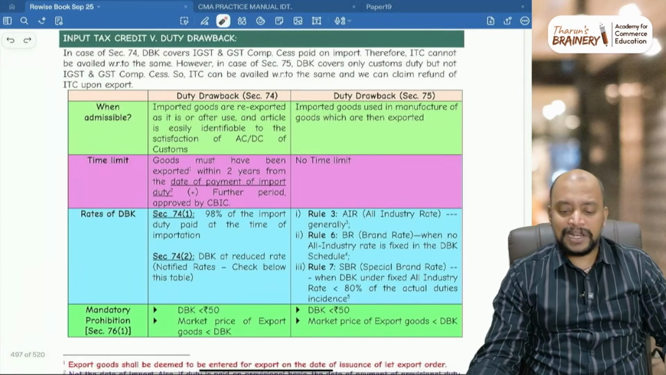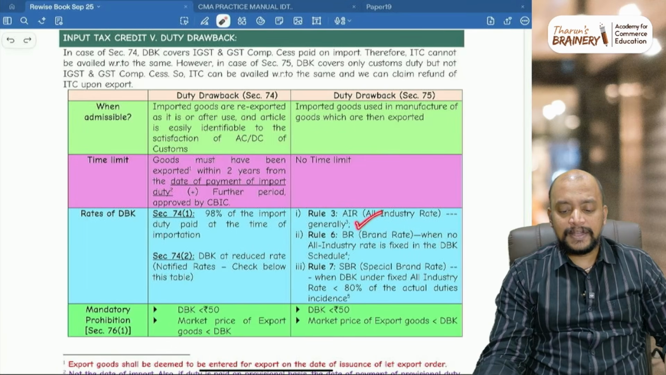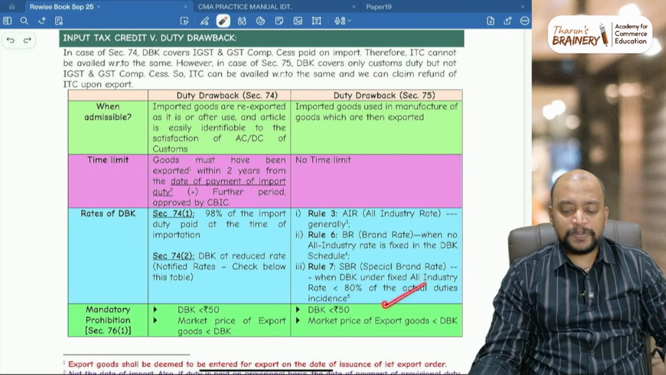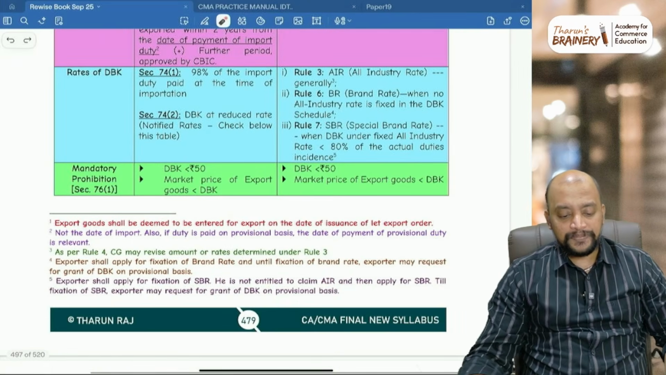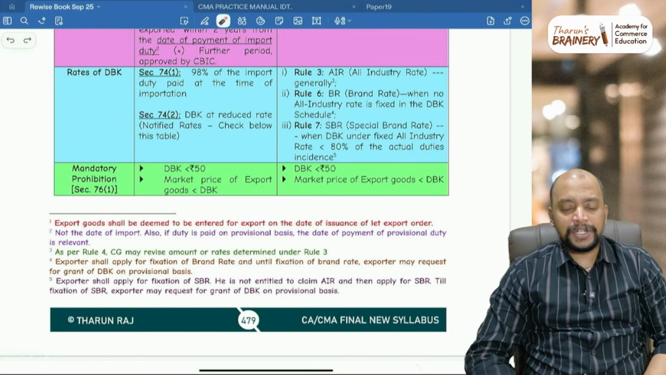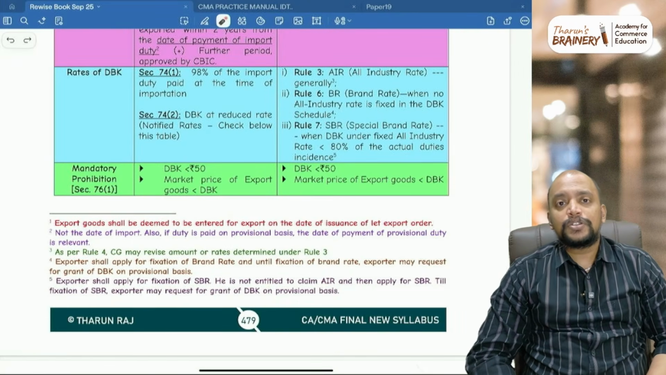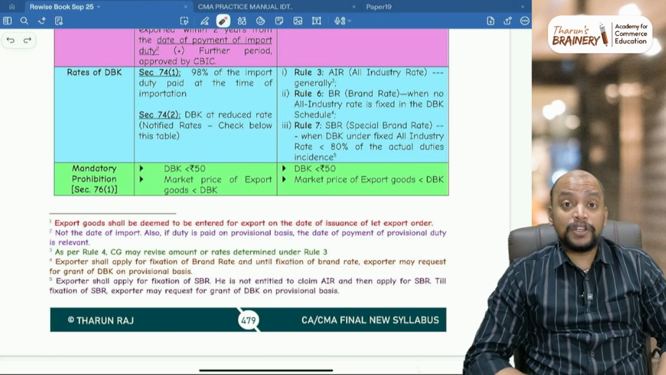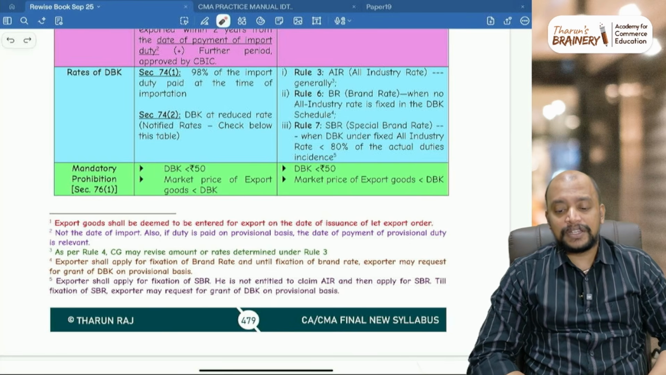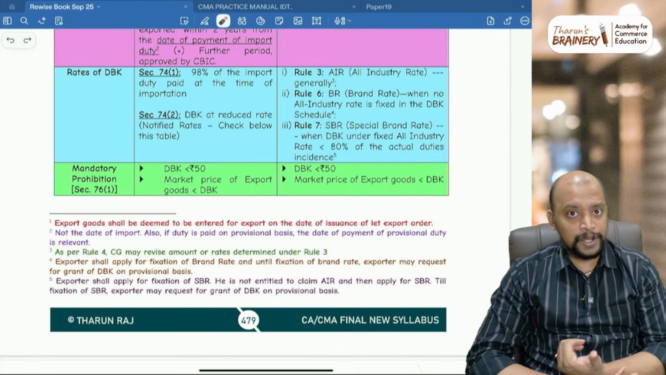So there will be 3 rates: all industry rate, brand rate, and special brand rate. And mandatory prohibition. What is that mandatory prohibition? First point same. Duty drawback less than 50 you will not get. Okay. Second point also same. The market value of the exported goods is less than the duty drawback, then you will not get duty drawback.